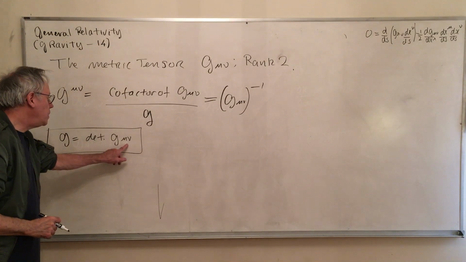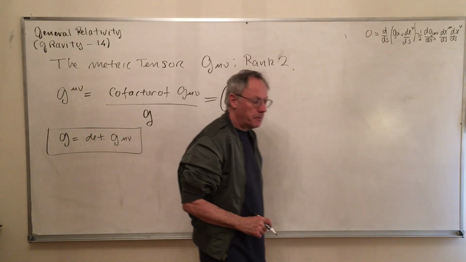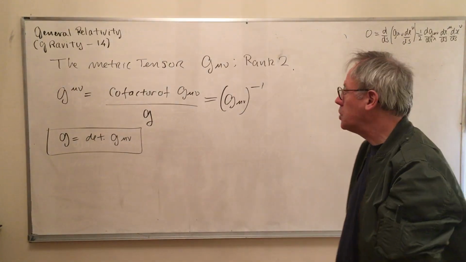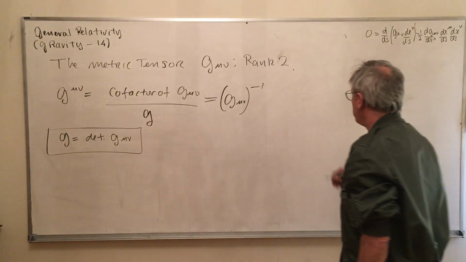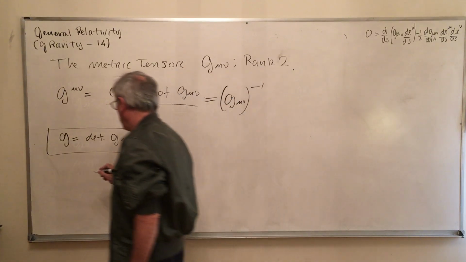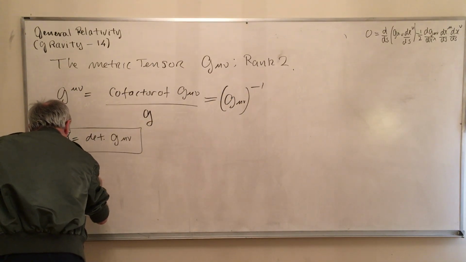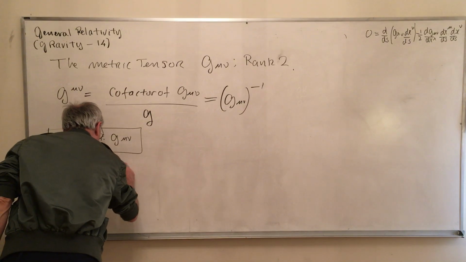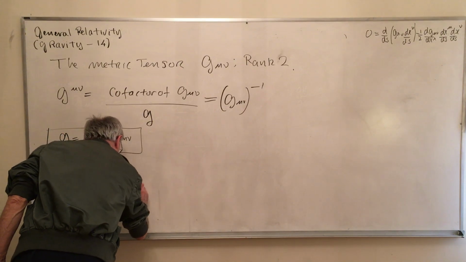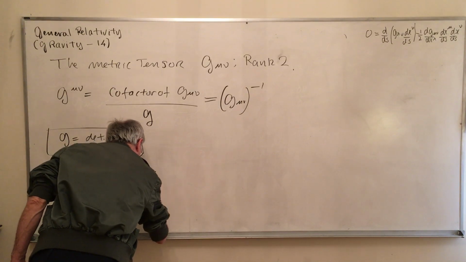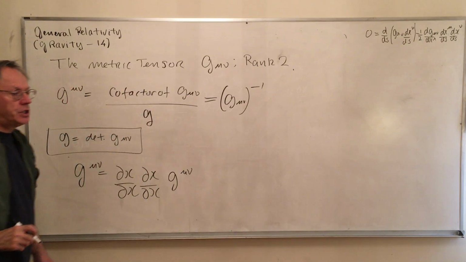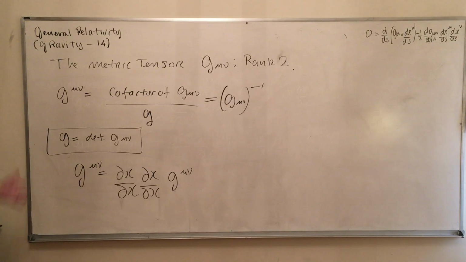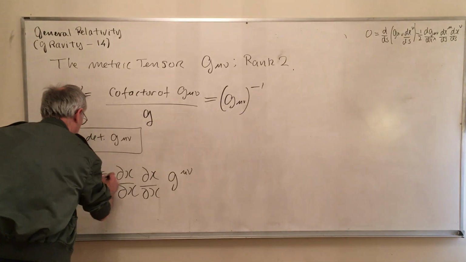G is the determinant of G mu nu. Now that means you guys have to go away and look up determinants and matrices. It's a prerequisite actually for all this stuff. Okay, so, all right. Go through a general coordinate transformation. That is one set of coordinates, and how does this tensor look in another set?